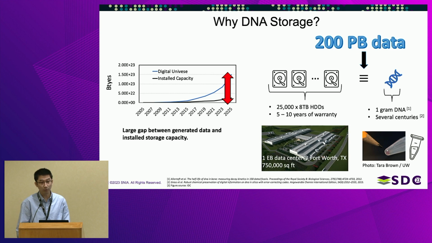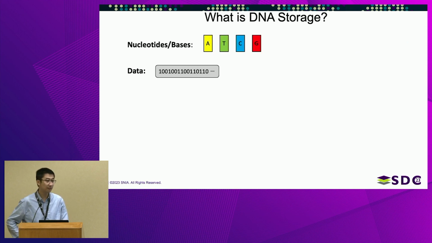So how about storing this data in DNA? Theoretically, we only need 1 gram of DNA to store 200 petabytes of data, and DNA storage can also be preserved for hundreds of years. Based on these simple examples, we can see the great potential of DNA storage: one is a high area density, the other is a really long persistency. I think previous presenters already covered the basic background of DNA storage.